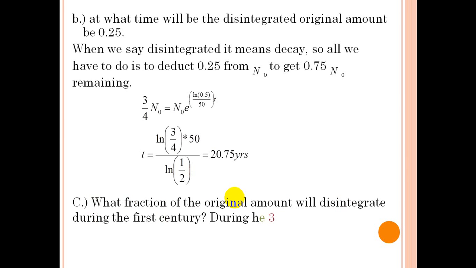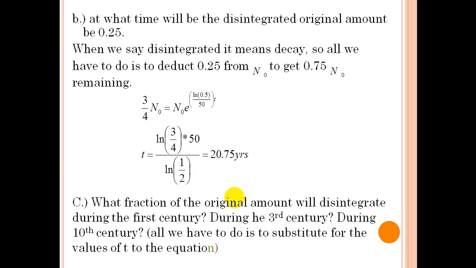Now let's go to letter C. What fraction of the original amount will disintegrate during the first century? First century is equal to 100 years. During the third century, which is 300 years. During the 10th century, which is equal to 1000 years. All we have to do is to substitute the values of t into the equation that we obtained a while ago in step 1.